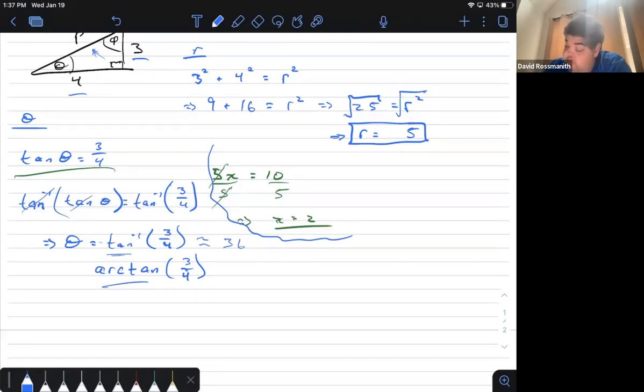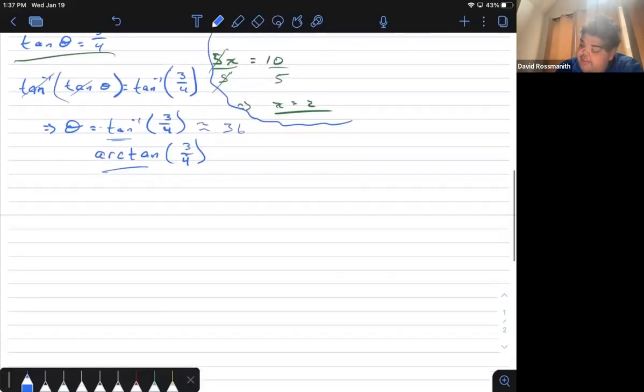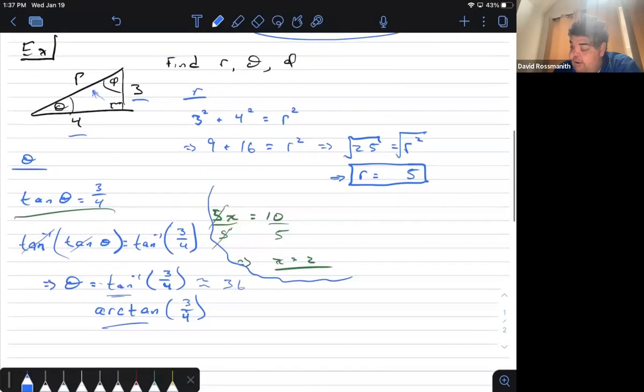All right, we still got one more to go. We got 2 out of our 3. We still need phi. Now, phi is nice because we have an option here. There's 2 ways of going about calculating phi. Well, there's actually a lot of ways. There's 4 ways of calculating phi.